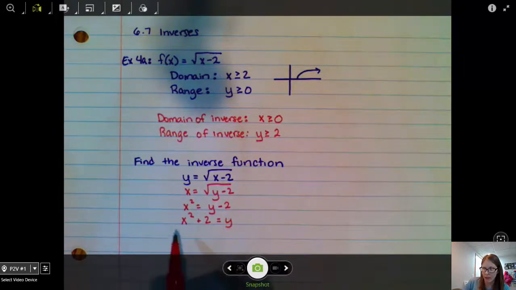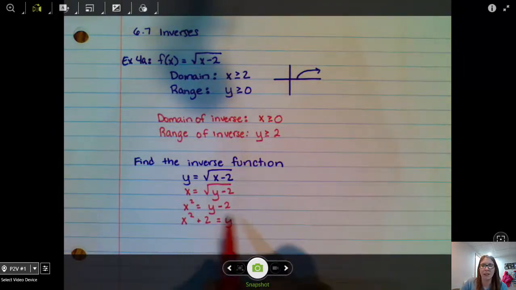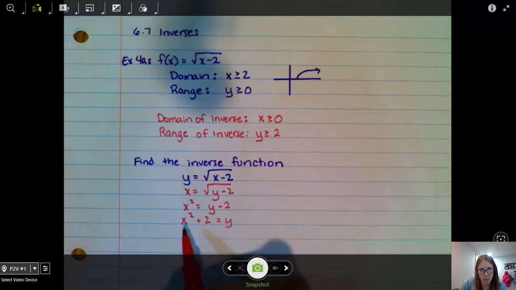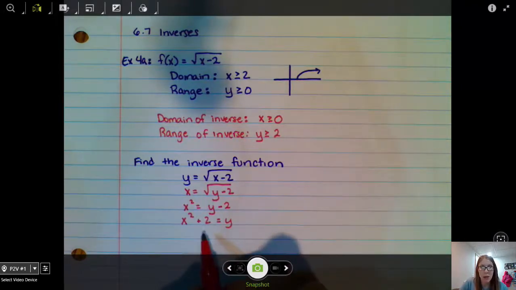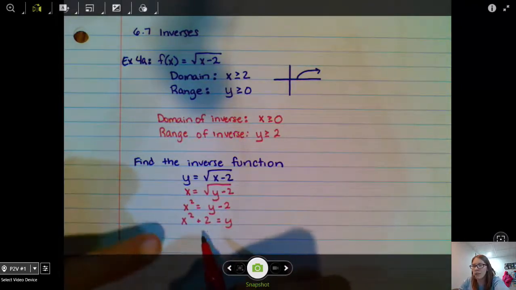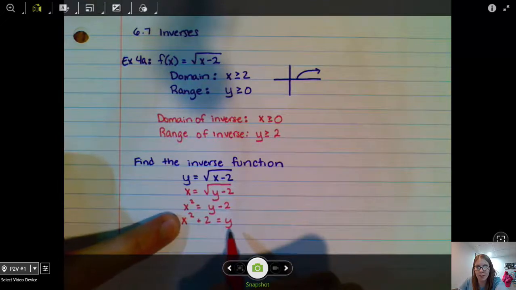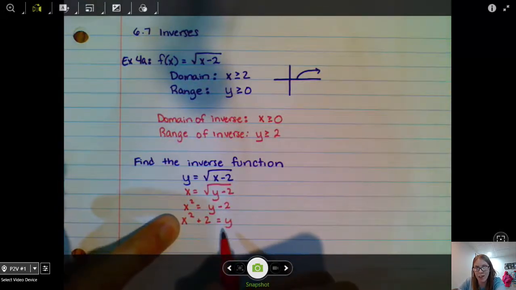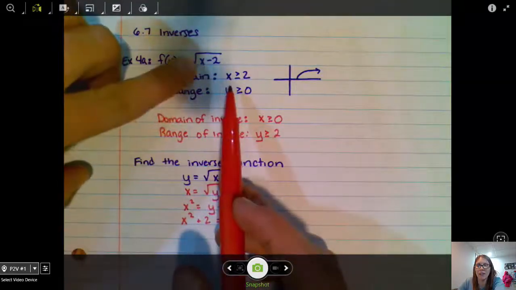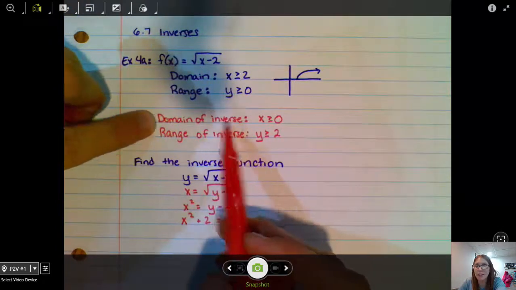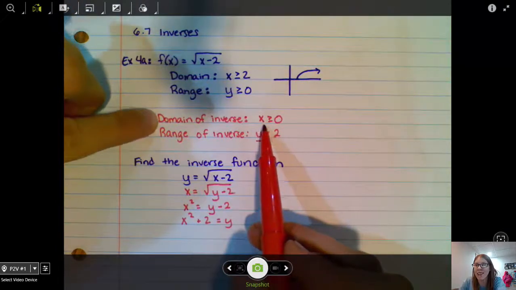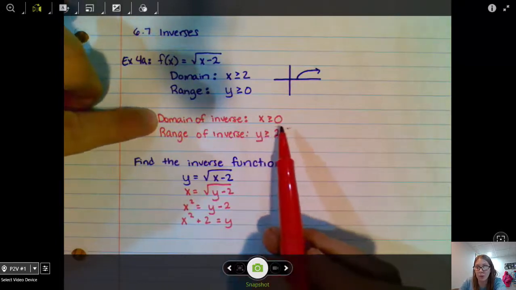Okay, but let's think for a second. What would the domain of this be? x squared plus 2. Well, there's not any problem value that x could be. Okay, I can square any number. So the domain of this piece looks like it really would be all real numbers. But this function is the inverse of what we started with. And we figured out already that the domain of the inverse is only x is greater than or equal to 0.